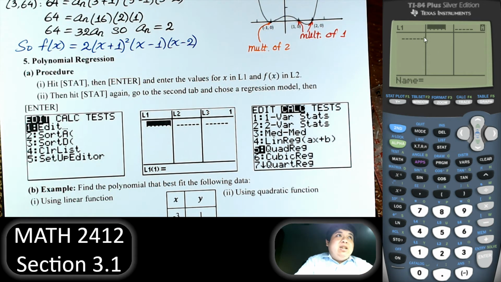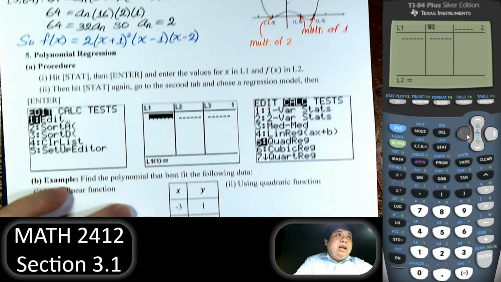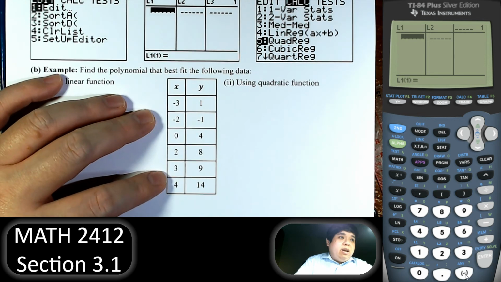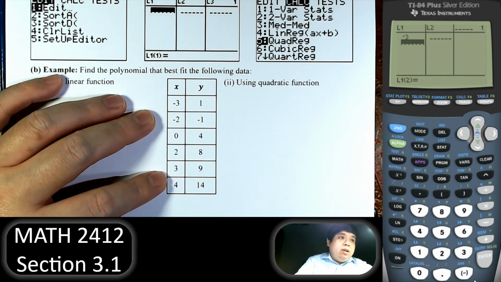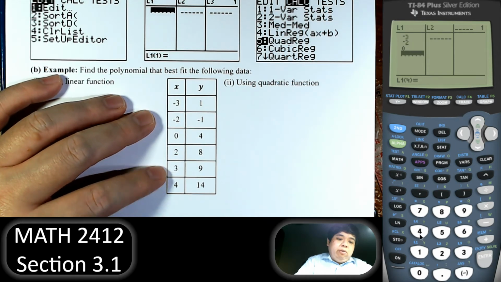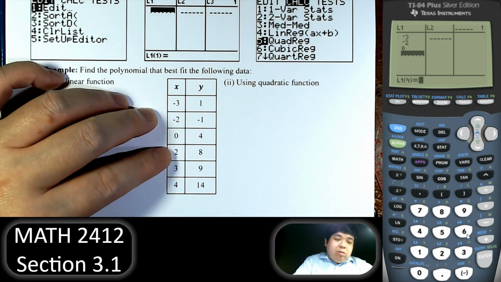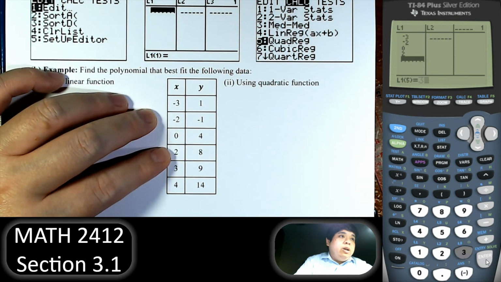In that case, you have to enter the name again, L1. So hit second, number 2 for L2. So we name it again. If you actually delete them, you have to name it again. Now, in this case, let's just put those numbers here. -3. Use the negative key, not the subtract. -2, 0, 2, 3, and 4.